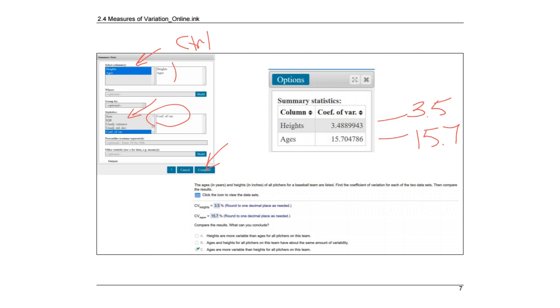So if we have a larger number, that means that the data is way more variable. Okay, so the larger the percent, the more variable we have. And so in this case, the ages, the standard deviation is larger compared to the mean. And so we have more variability. Ages are more variable than the heights of all pitchers on this team.